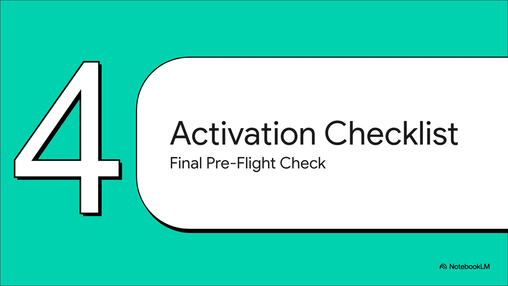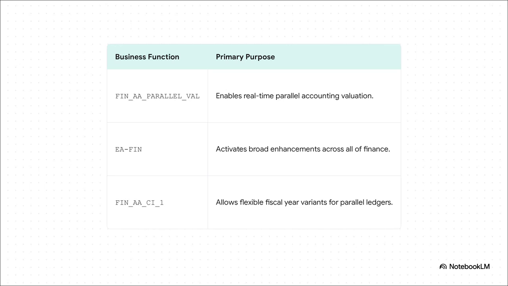So there you have it, the 3 mission-critical functions you need to know about. Let's put this all together into a final pre-flight checklist, just to make sure you've got everything you need before launching your S/4HANA Finance project. Here it is, your mission summary. Number 1, FIN_PARALLEL_VAL for clean, real-time parallel accounting. Number 2, EAFIN, that's your master switch for enhancements across everything in finance. And number 3, FIN_ACCGEN_CI1, which gives you that vital flexibility for different fiscal calendars. These 3, they're your non-negotiable starting point.